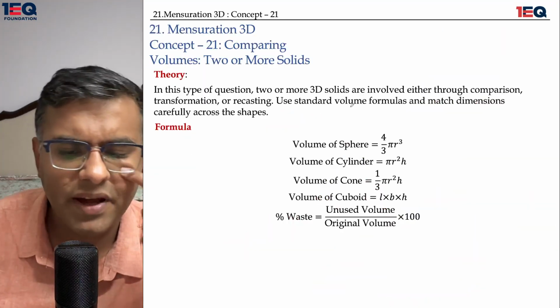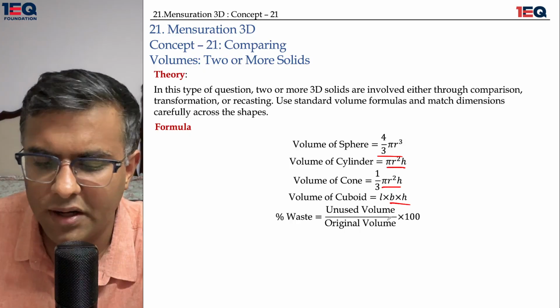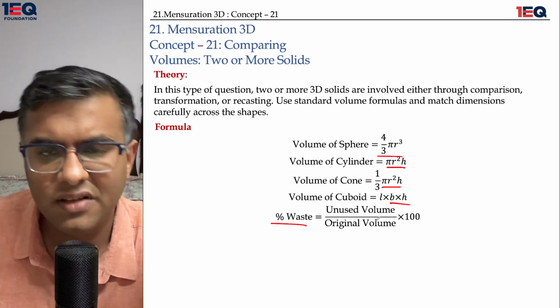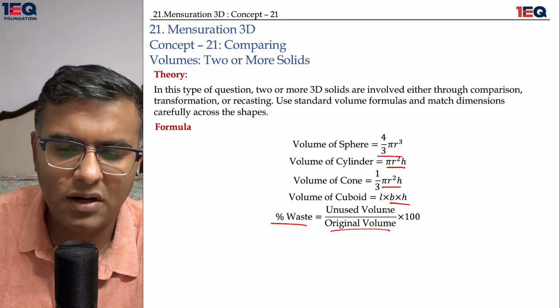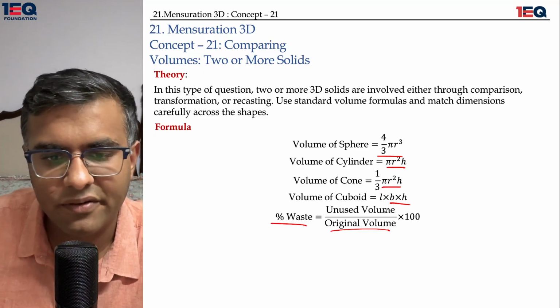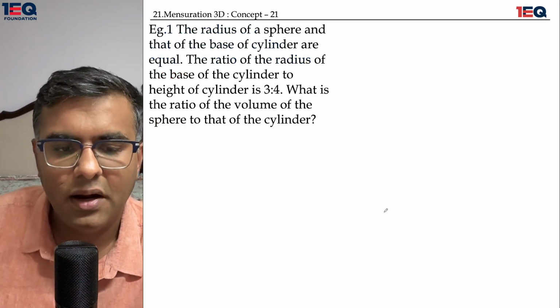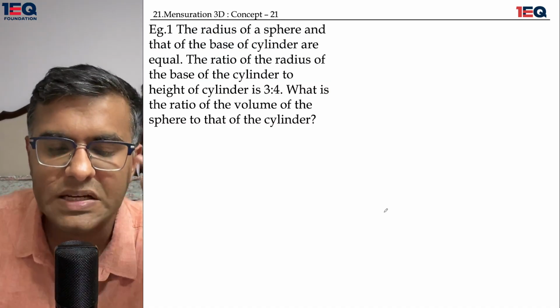Now, comparing multiple solids, the volume of the sphere I've already done, cylinder done, cube done, cuboid done. Percentage wastage is something which we think of doing: unused volume upon original volume. This is nothing new that you're going to learn. We'll now have multiple different solids which we are going to compare and try to find out what is going on. We are just left with 3 questions.